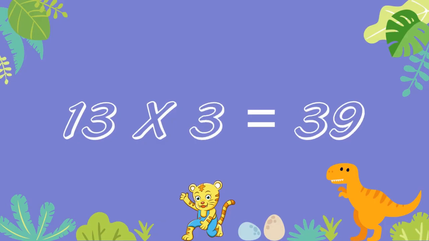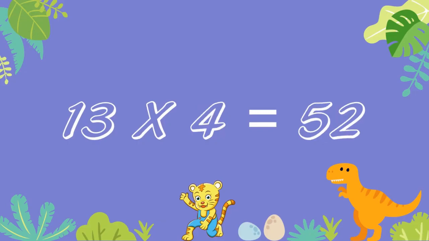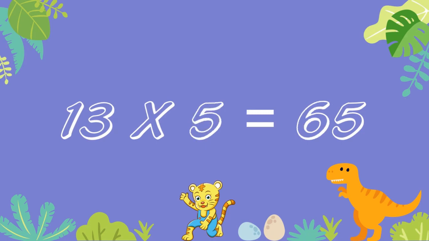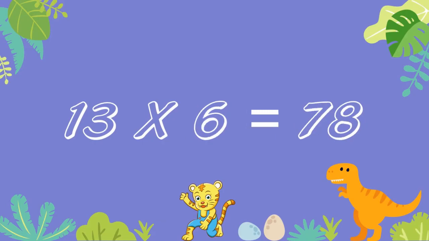13 threes are 39. 13 fours are 52. 13 fives are 65. 13 sixes are 78.